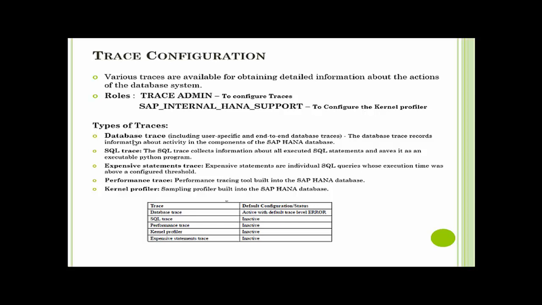Each service of the SAP HANA database writes to its own trace file. For example, the index server writes to its own trace file which starts with indexserver, and similarly the name server. Likewise, all other components write to their own trace files, which are easy to identify. By default, we know it is activated with trace level error, but this can be changed to warning also.